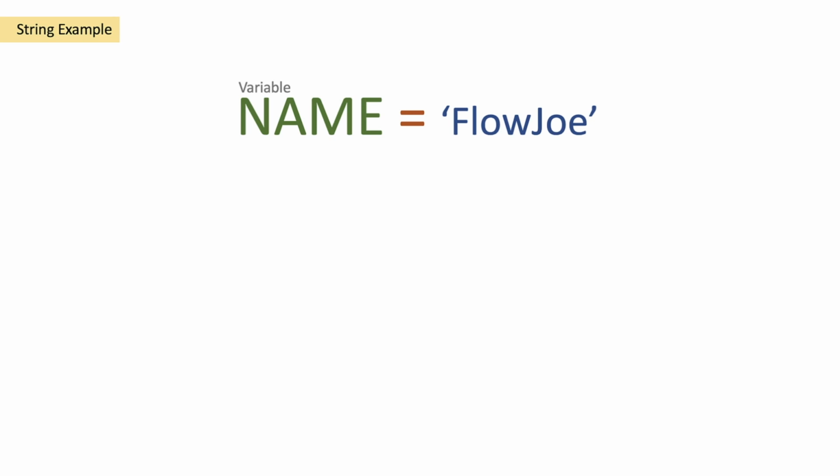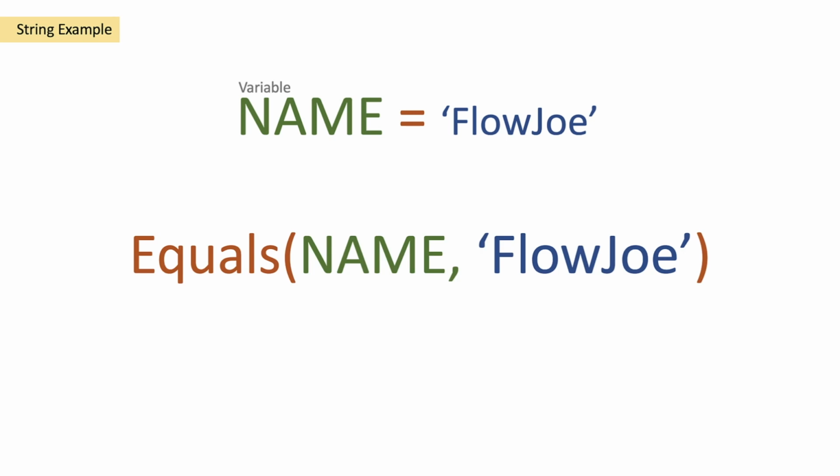So I've got a variable name and I've assigned Flojo string to that. And then I'm using the equals function and I'm passing in the variable and I'm comparing it to an actual string of Flojo. And what this is going to do is it's going to return true.